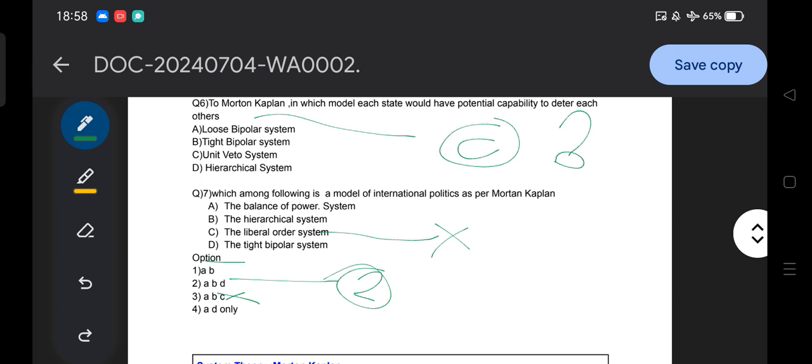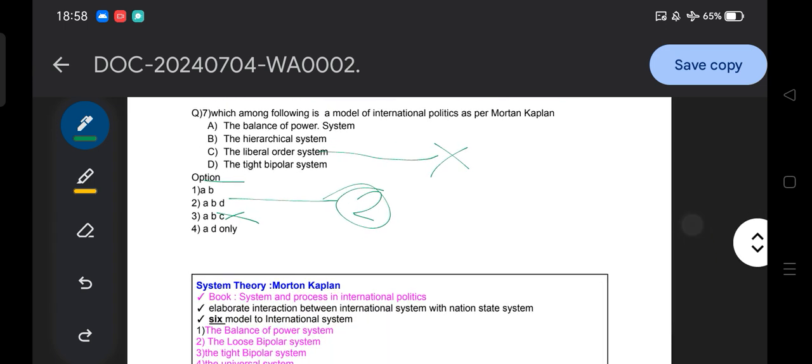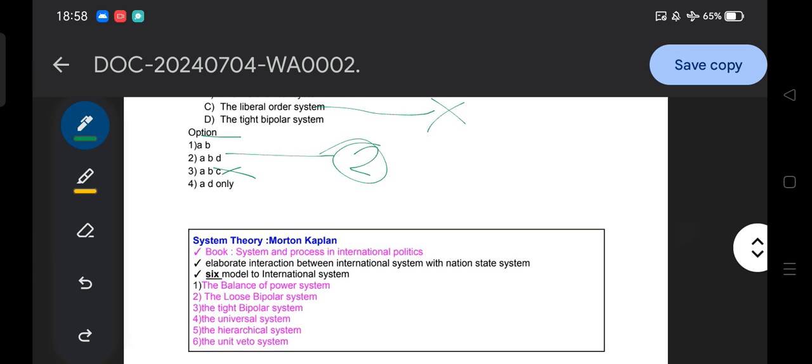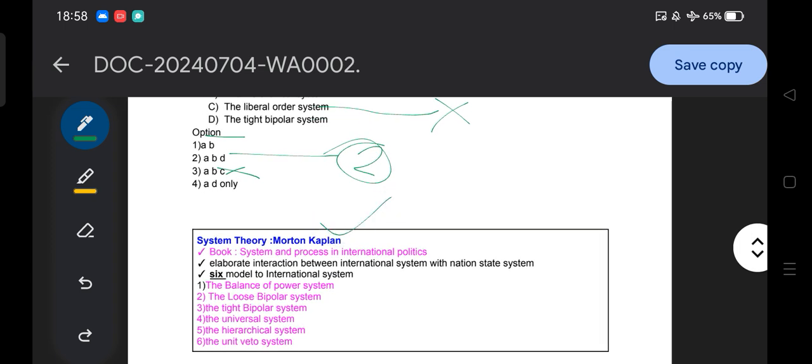Now it is time to revise the theory part of our today's discussion. So let's quickly discuss system theory, Morton Kaplan. In international relations we study Morton Kaplan's system theory. There are a number of prominent scholars of system theory, but Morton Kaplan's system theory is one of the significant contributions to international politics.